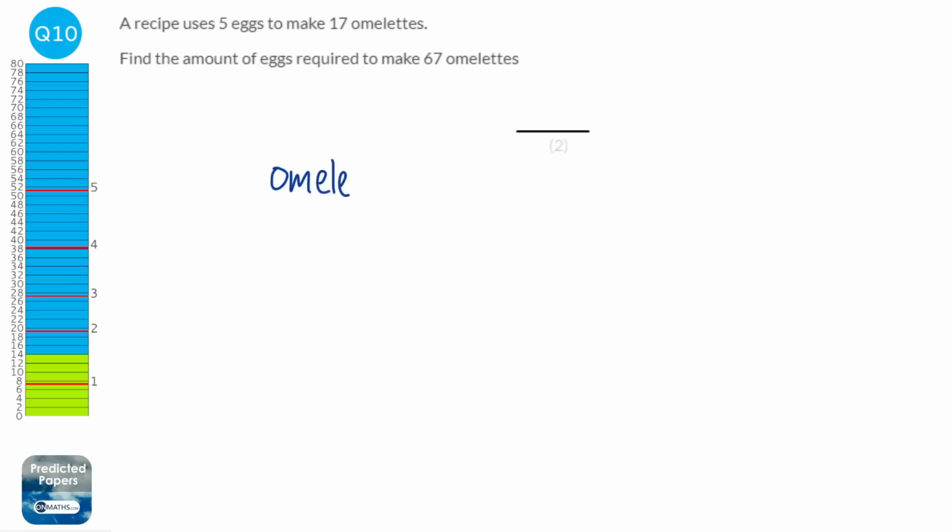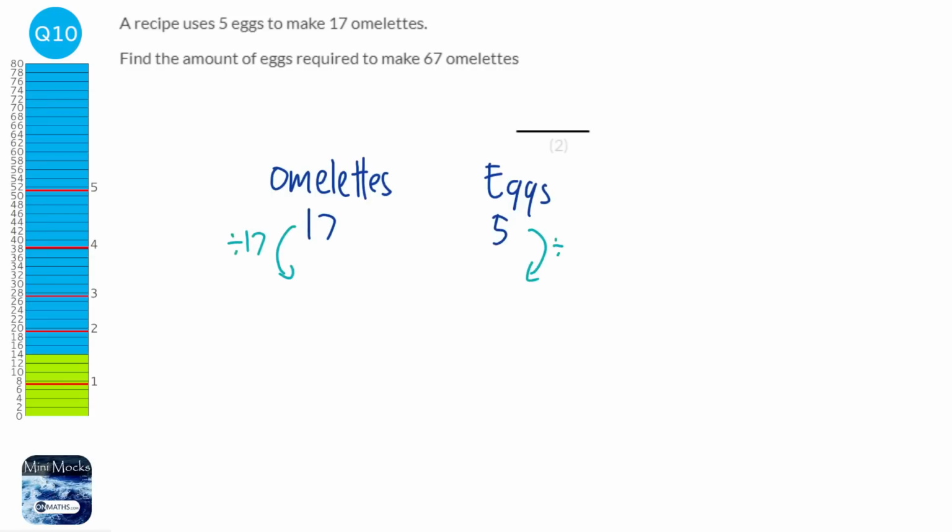So we're going to track the amount of eggs to make each amount of omelette. So 5 eggs makes 17 omelettes. And we're just going to find out how many eggs are required to make one omelette. So we divide by 17, divide both sides by 17. And so one omelette would be 0.294 blah blah blah eggs.